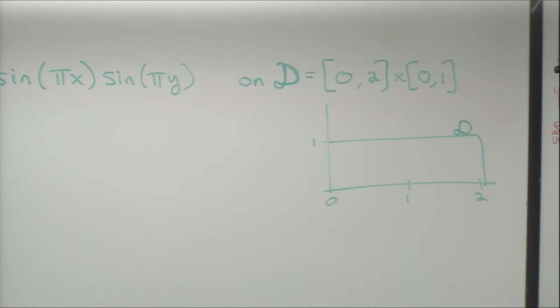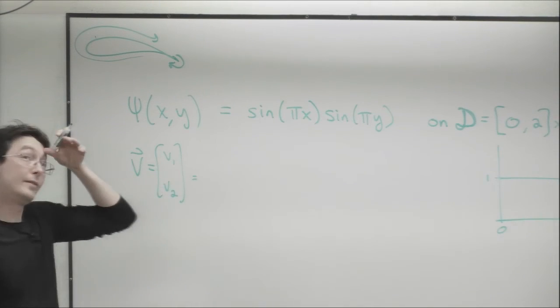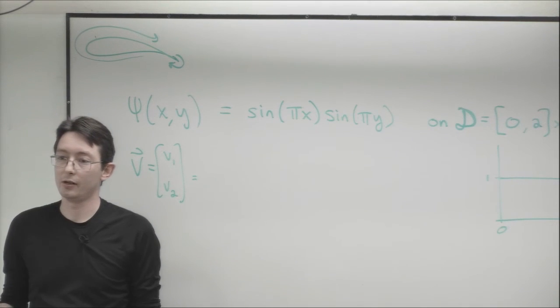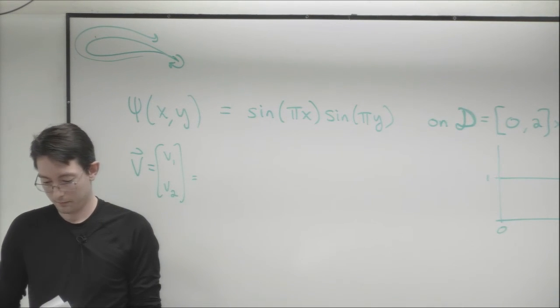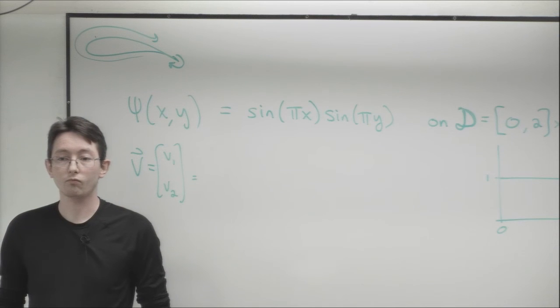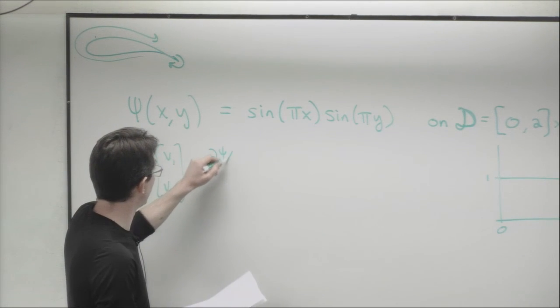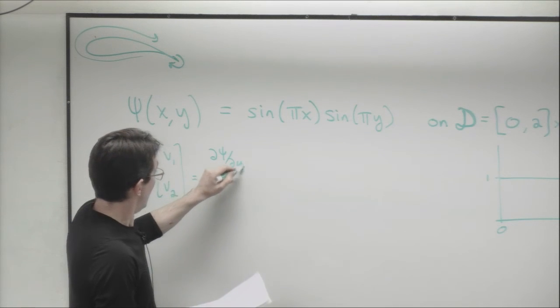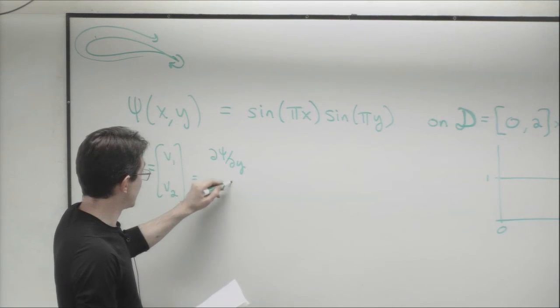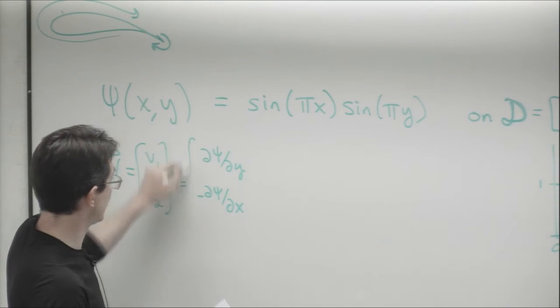Okay, so the first thing we can do is compute a vector field V. Okay, so V equals V1 and V2. Now, what are V1 and V2 in terms of my stream function? Partial psi, partial y, and minus partial psi, partial x.